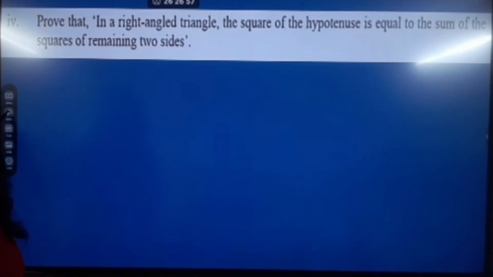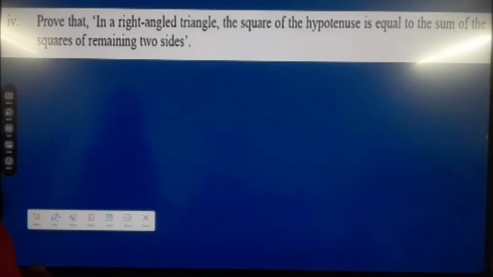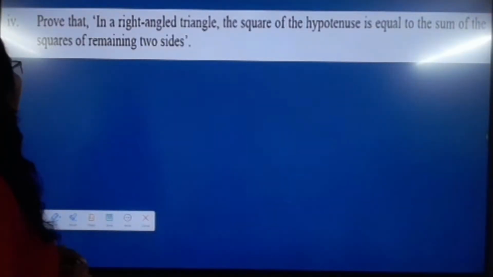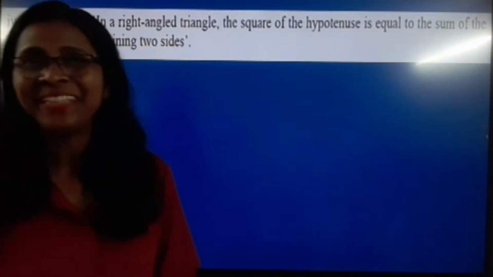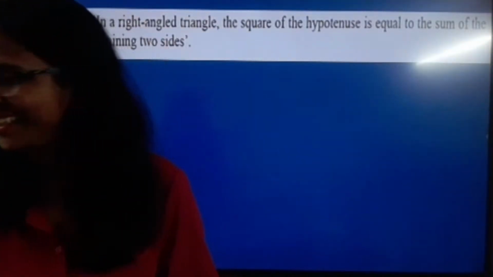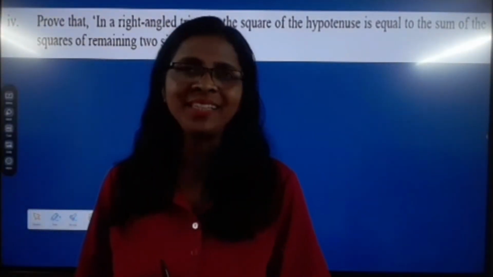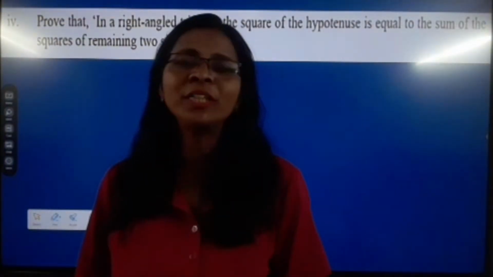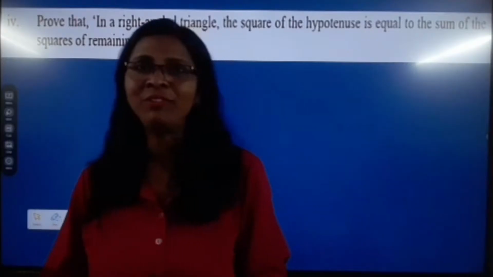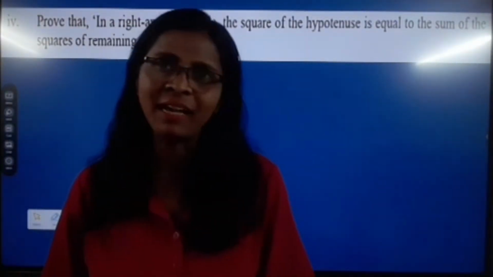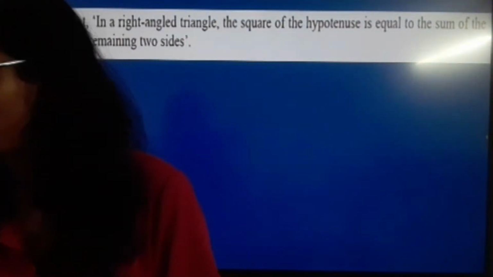Prove that in a right angle triangle, the square of the hypotenuse is equal to the sum of squares of the remaining two sides. Yes, so the theorem is given, students, and this is the Pythagoras theorem. Okay, students, very easy and very important for this coming February 2026 examination. So observe this carefully, students.